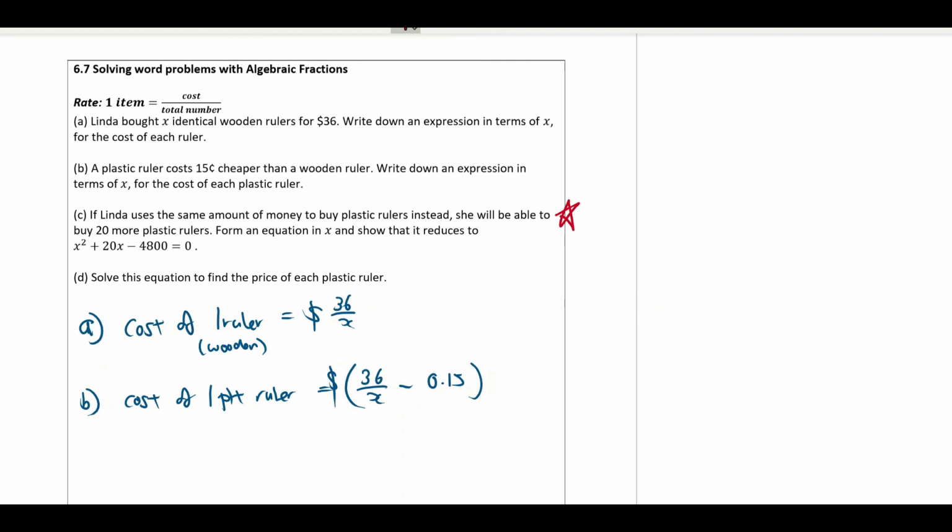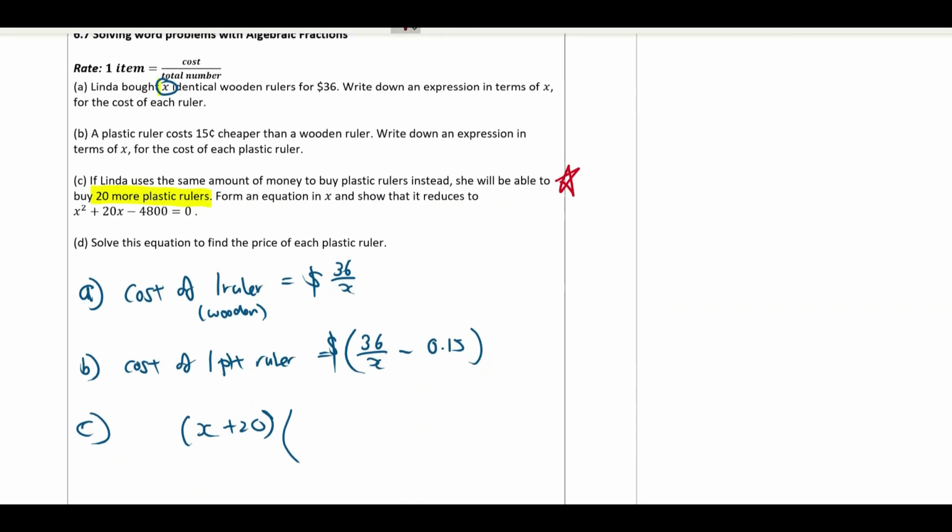If Linda used the same amount of money to buy plastic rulers instead, she will be able to buy 20 more plastic rulers. Form an equation in x and hence show that it reduces to this. Okay, so $36 can buy x rulers. She will be able to buy 20 more plastic rulers. At this point of time, she is only able to buy x rulers. How many rulers can she buy with $36? x plus 20.